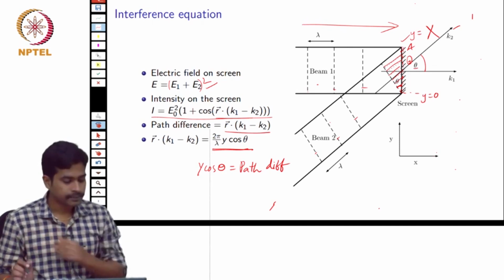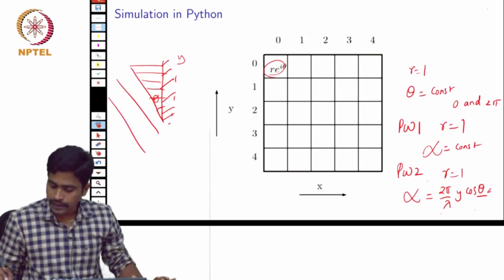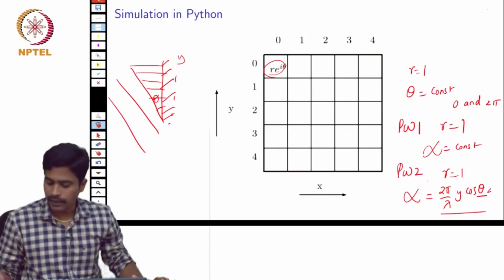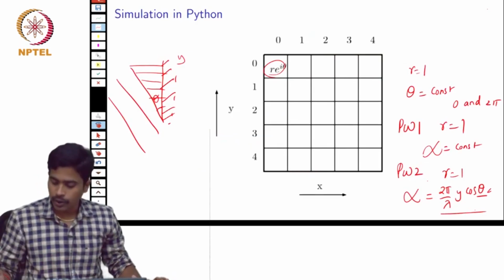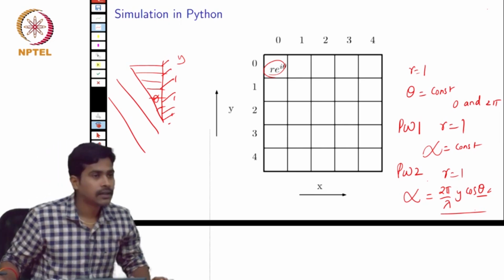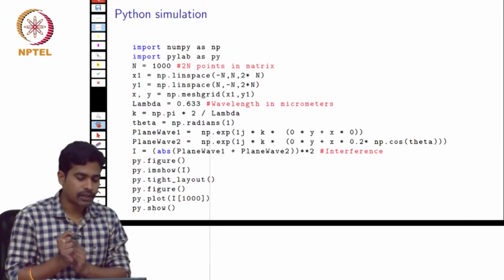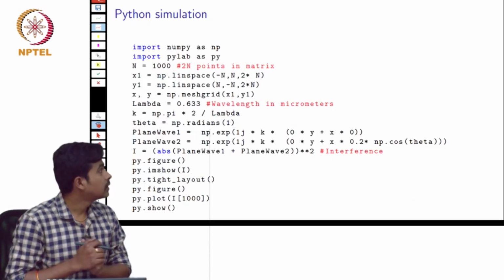So, for the second plane wave, the phase on the screen is going to be 2 pi by lambda into y cos theta. Now I will give you the code for this Python simulation.